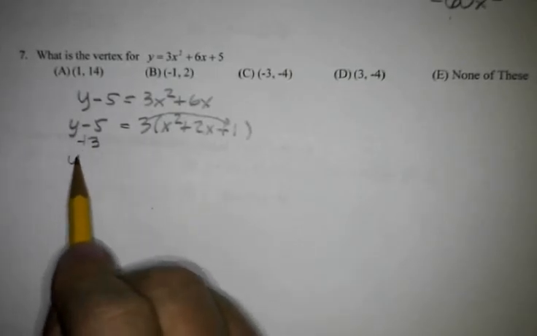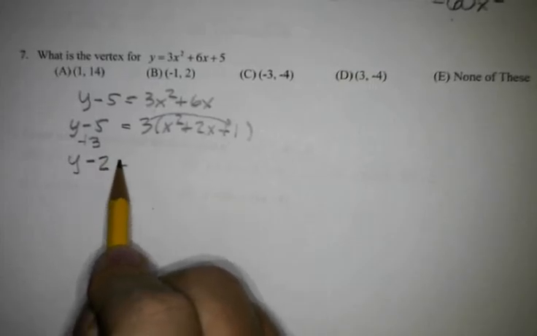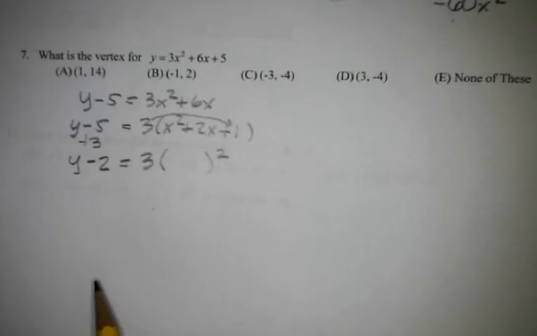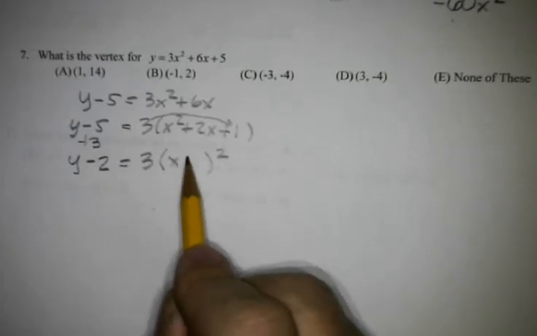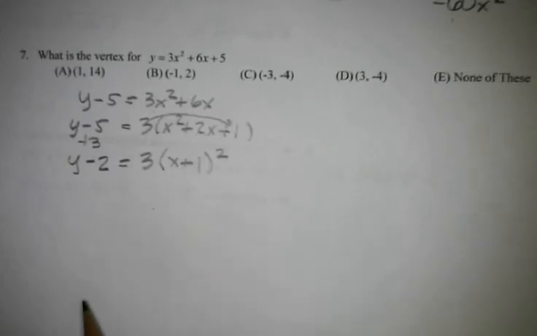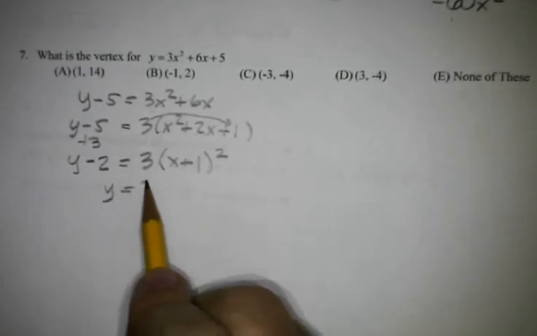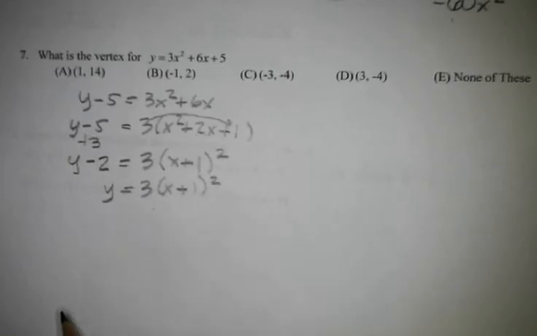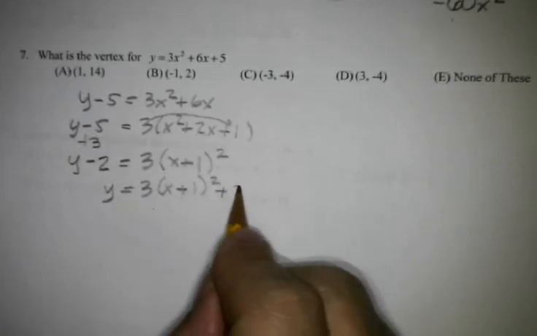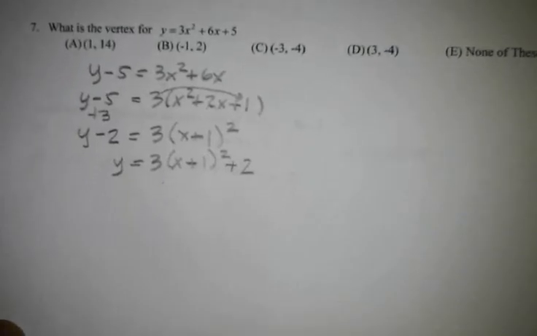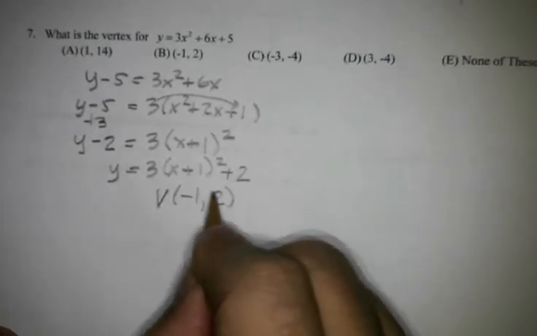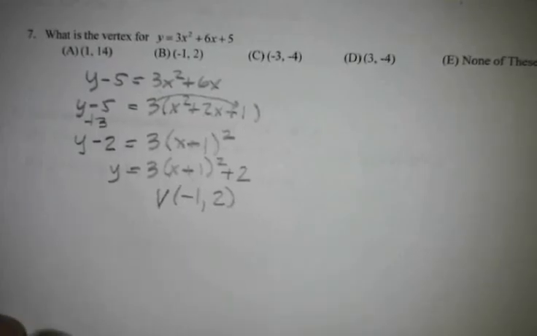Then we have y minus 2 is equal to 3 times. Now I've got this into a perfect square. It's x. Half of this is 1. And then I get y equals 3 times (x plus 1) squared plus 2. So my vertex is at negative 1, positive 2. Remember, we use the opposite for there. That's what makes it equal 0.